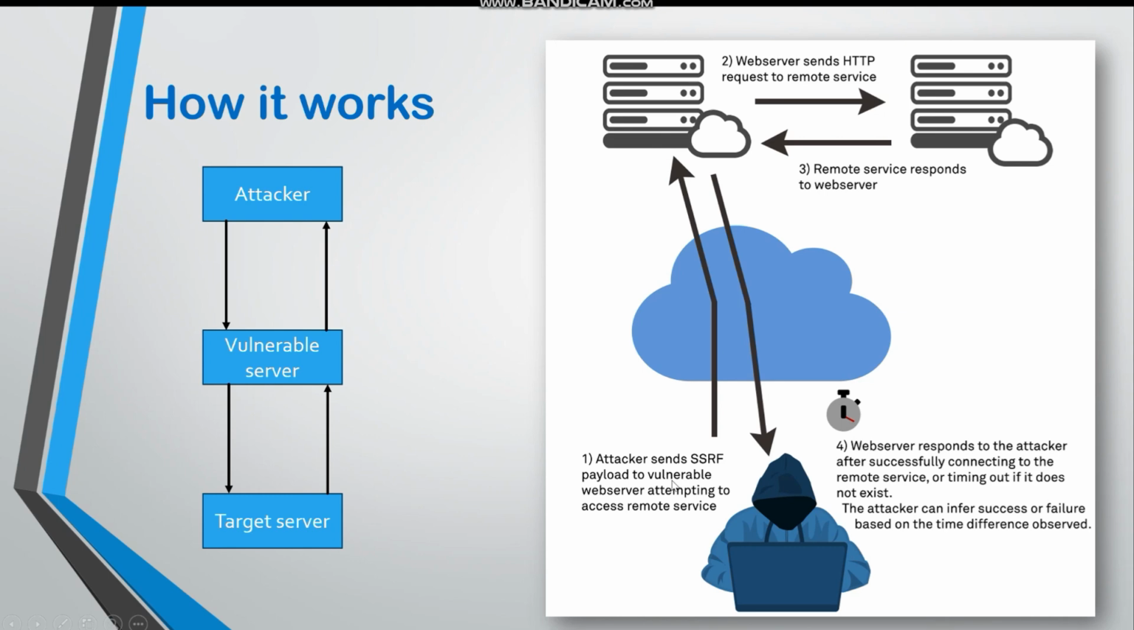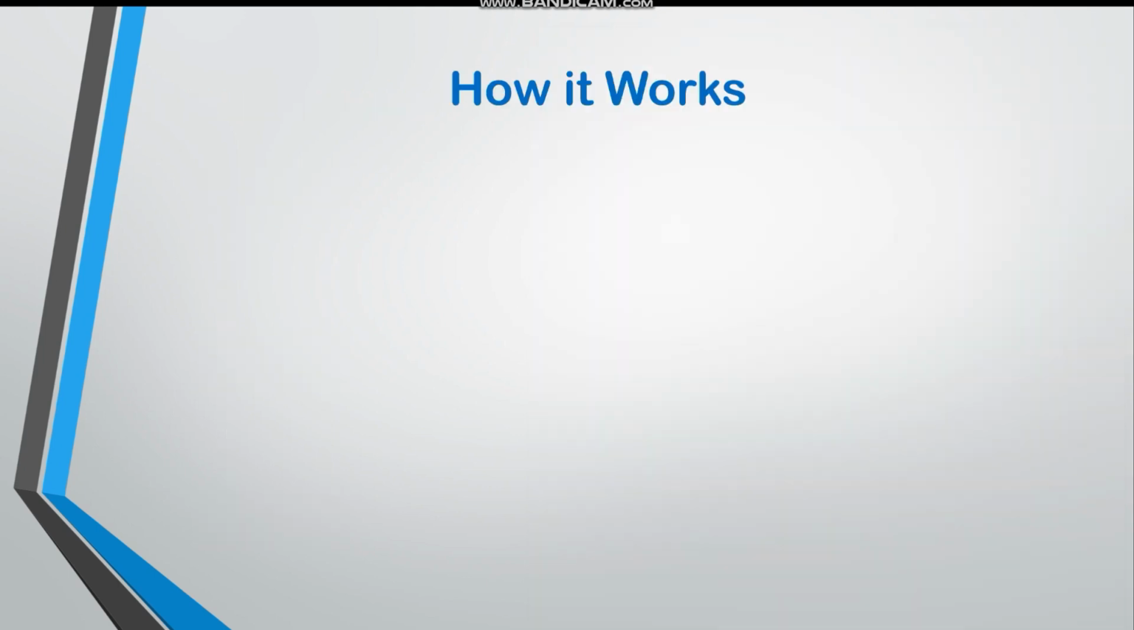In the adjacent diagram we can also see this: the attacker sends the SSRF payload to the vulnerable web server, and that vulnerable web server sends the request to the target web server. Similarly, the target web server sends the response to the vulnerable web server, and that vulnerable web server sends the response to the attacker again. This is the basic working of SSRF. Now let's move deeper into this.